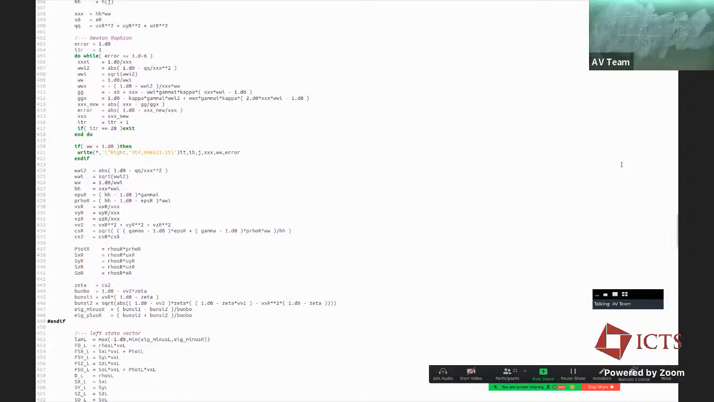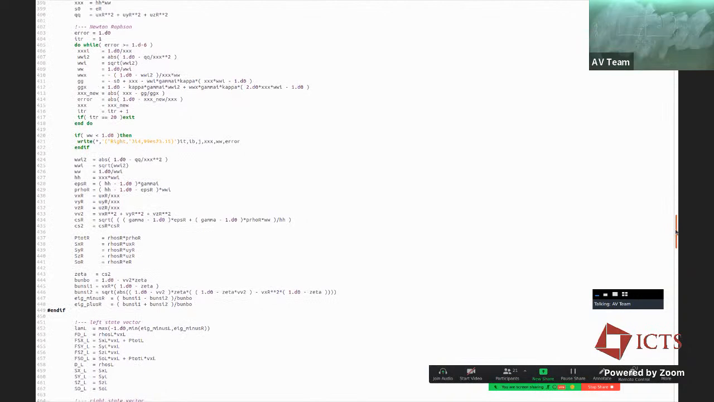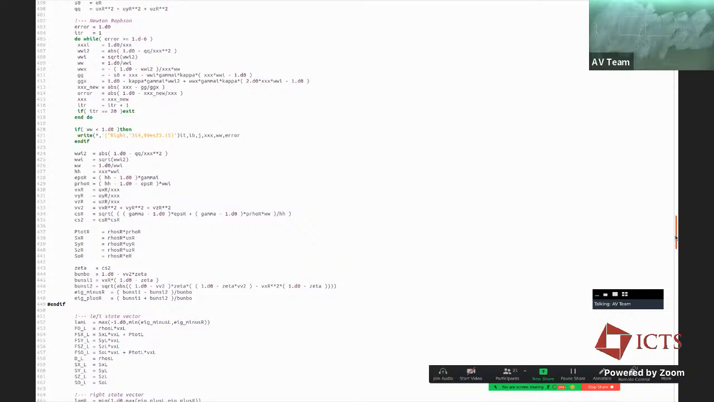Okay, but in this case, primitive recovery is a bit computationally challenging, because in every cell interface you need to do the nonlinear iteration, which requires a high computational cost. And also in these schemes, I assume the gamma-law equation of state. But this is not the general case, right? For example, for the tabulated equation of state case, we cannot use this part.